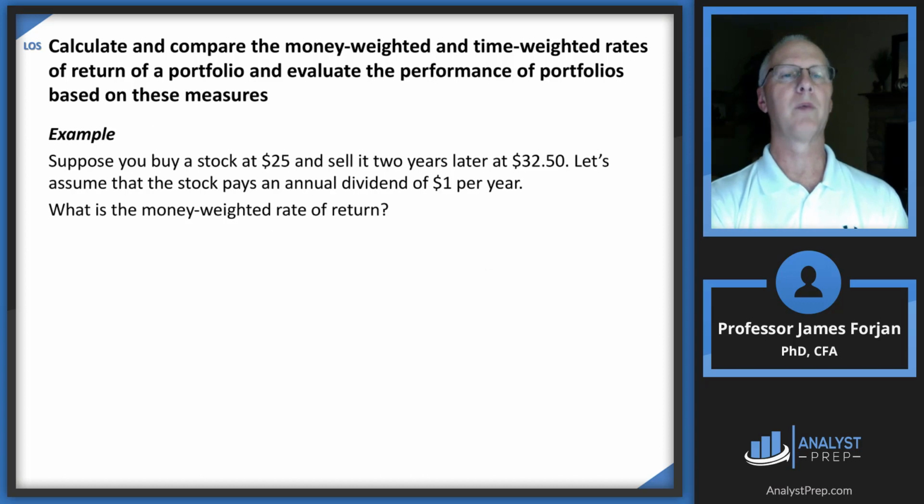All right, here's a good example. Suppose you buy a stock for $25 and sell it 2 years later for $32.50. And let's suppose you got an annual dividend. So you probably got a dividend at the end of the first year and a dividend at the end of the second year. What is the money-weighted rate of return?